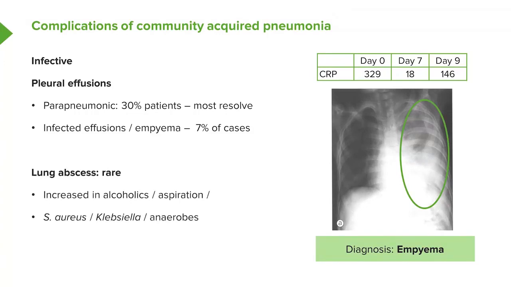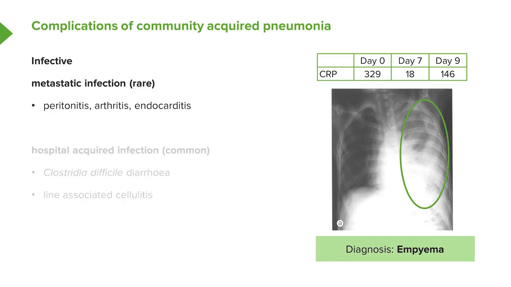Other infected complications are actually pretty rare, but you can get lung abscesses, and these are more likely in alcoholics or those who've aspirated, and is actually more likely with certain bacteria: Staphylococcus aureus, Klebsiella, and anaerobes. You can also get spread of infection from the lung to other parts of the body. This is pretty rare, but occasionally you get peritonitis, infective arthritis, and endocarditis as a complication of pneumonia.